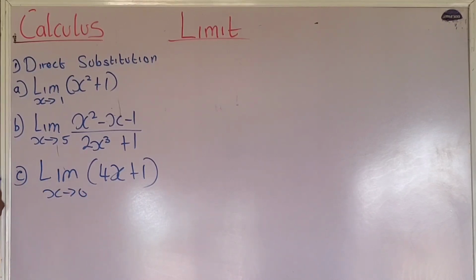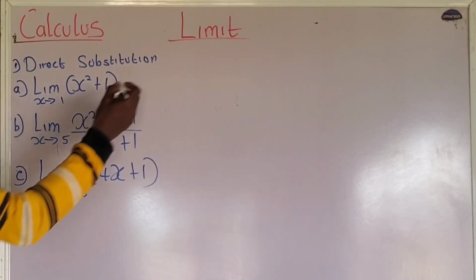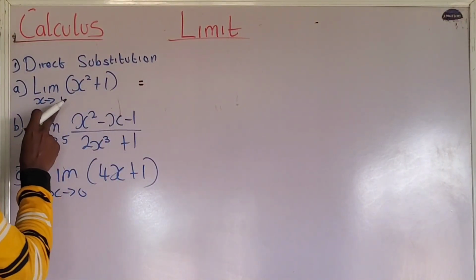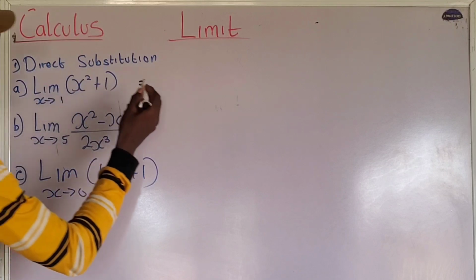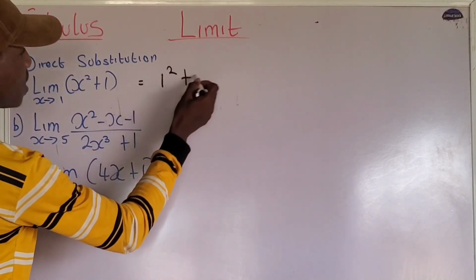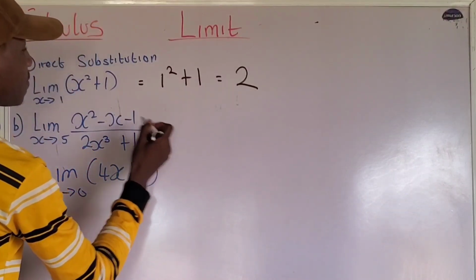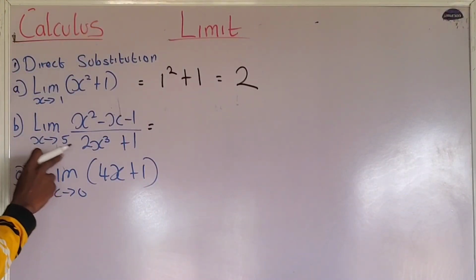Okay, now we are asked to take the limit of the following functions using the direct substitution method. Now all you have to do here is just substitute the limiting value that you have into the function that you are taking the limit of. Okay, so for this I'm going to replace x as 1 here. So instead of x, I'm going to have 1 to the power of 2 plus 1. You understand? That will be what? 2.